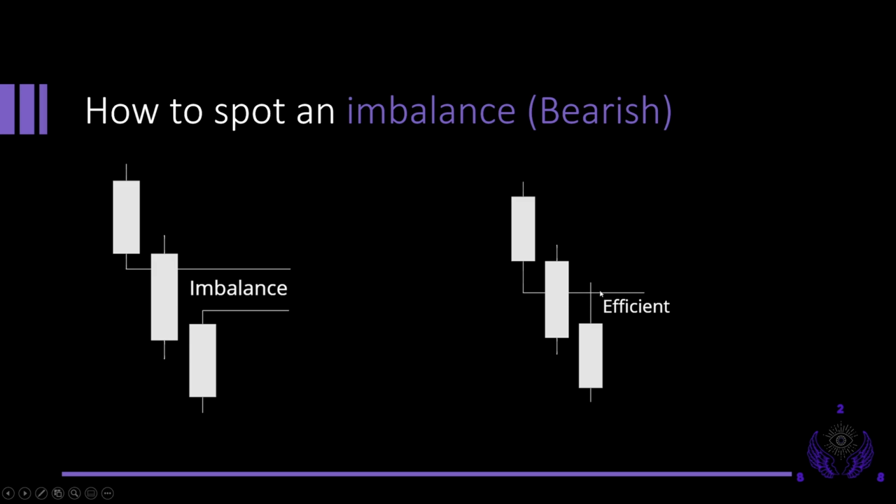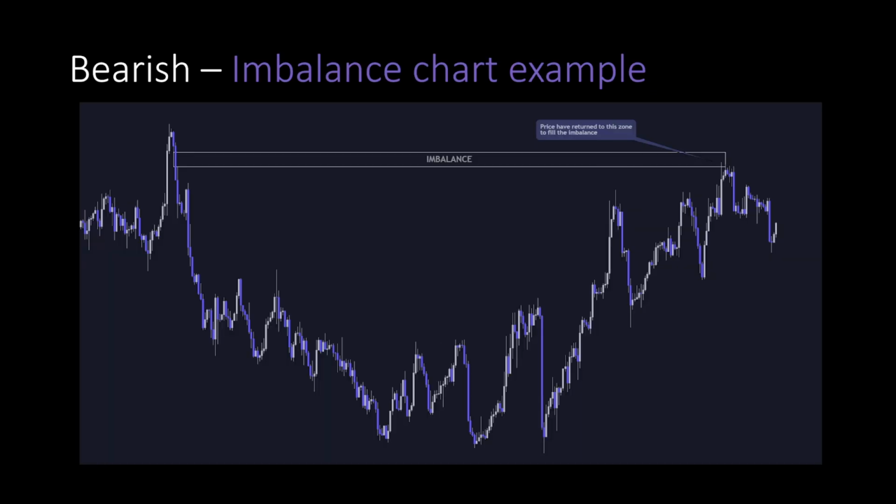Okay, do we have an imbalance here? No. Why? Because the wicks meet each other and they have no gap available. Look, we have these first candle's down wick here and third candle's up wick up here. Okay, so we don't have a gap. You should look at these wicks to spot an imbalance. This is a bearish imbalance chart example.